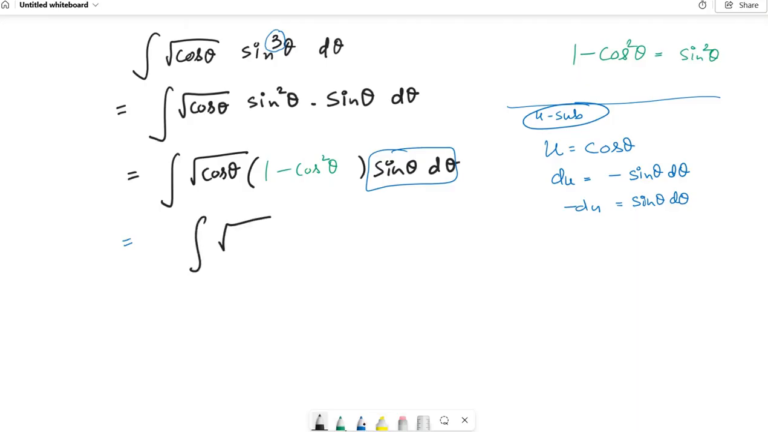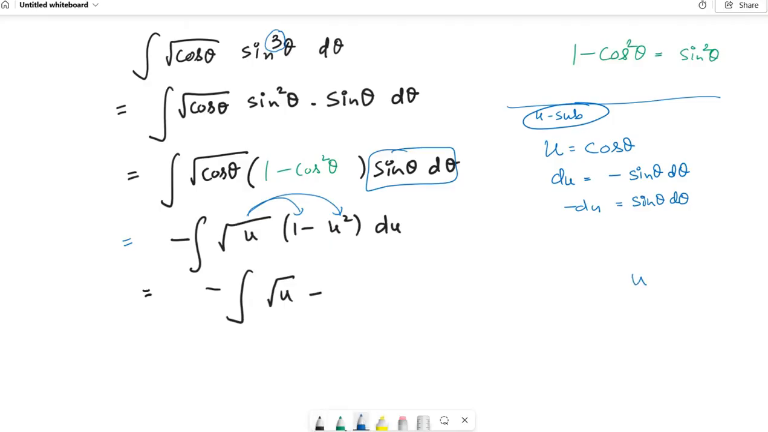Let's try to substitute it all. Square root of cosine theta is root u. 1 minus cosine square theta is 1 minus u square. This thing becomes negative of the integral of root u times (1 minus u square) du. I put negative outside. Okay. So you see, this becomes simpler if we distribute this inside. This will be negative, root u minus u square root u.